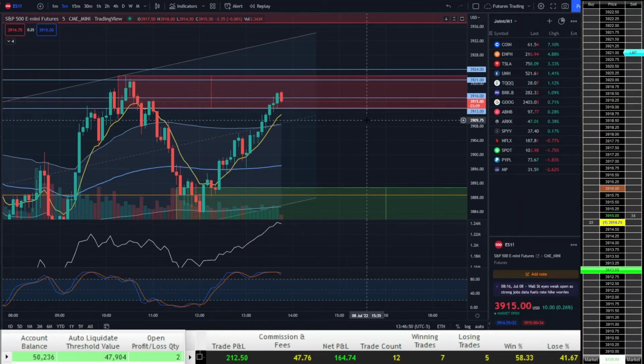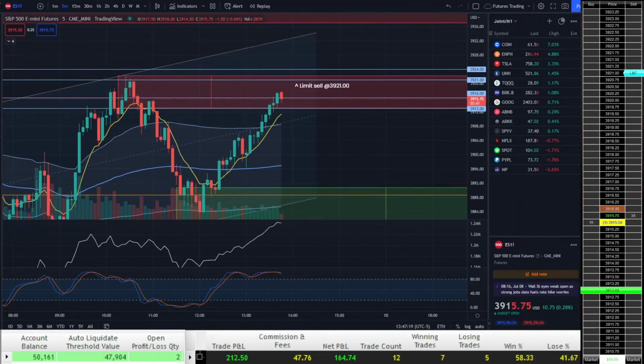So now I'm definitely seeing sellers start to step in here. So I actually put another sell order at 39.21 to play a potential double top. But price never gets there, and I end up booking a $300 profit when sellers begin to push price out of the supply zone.